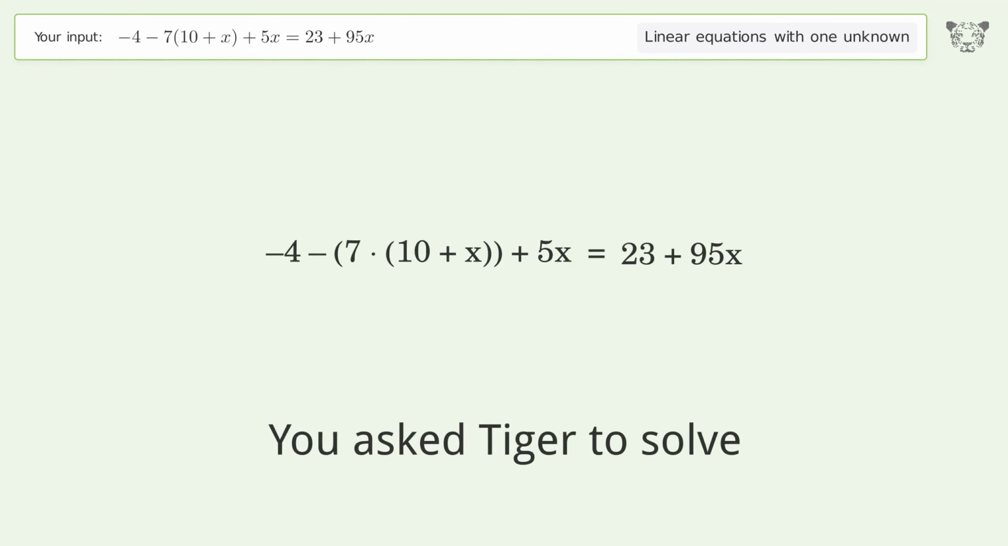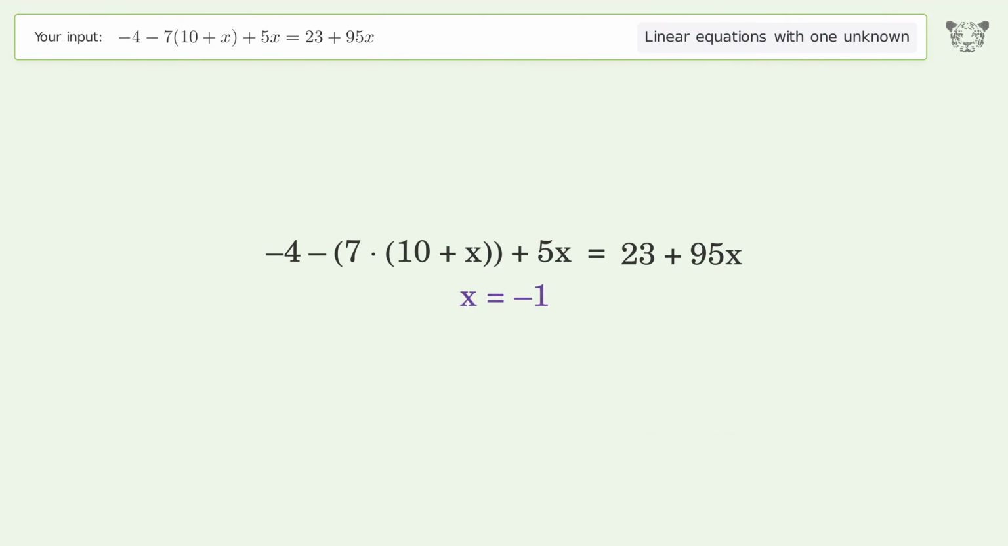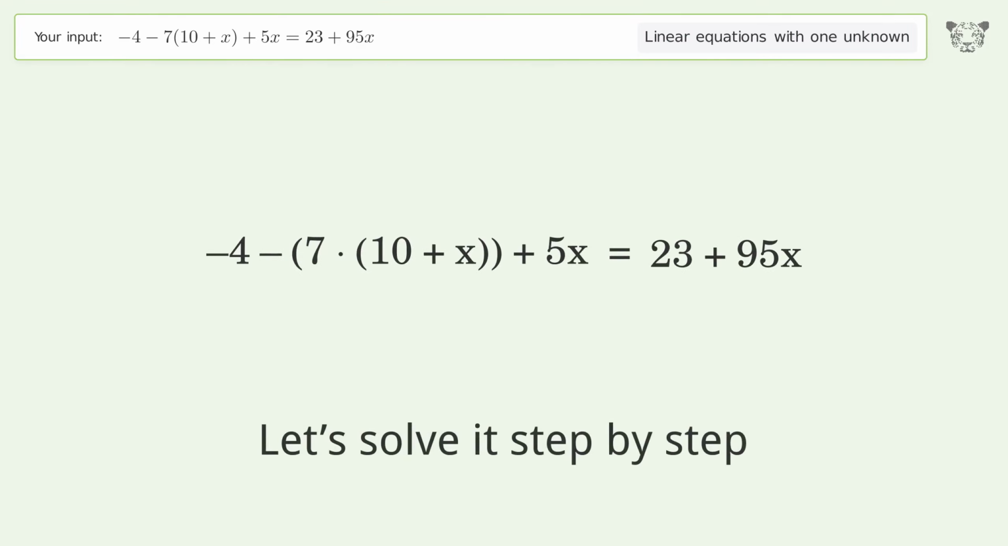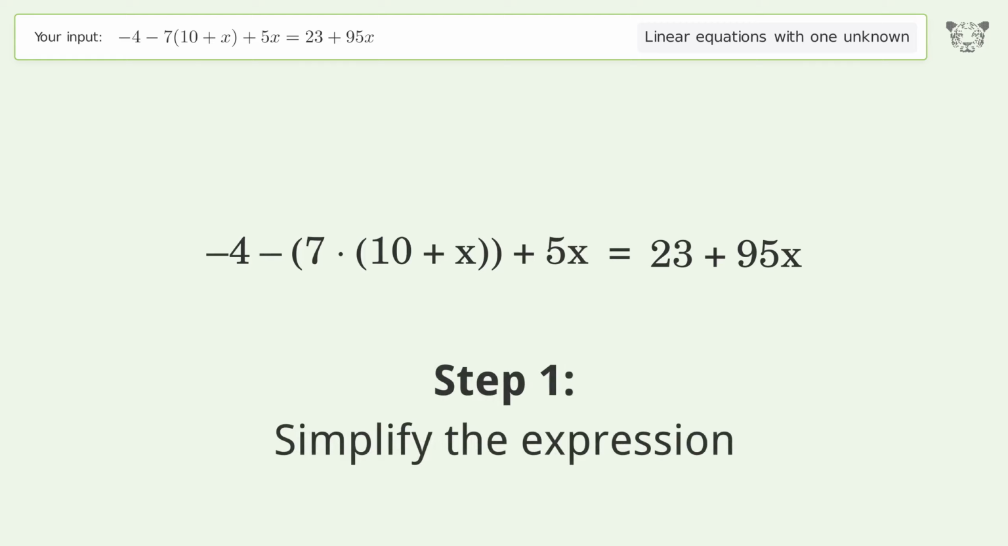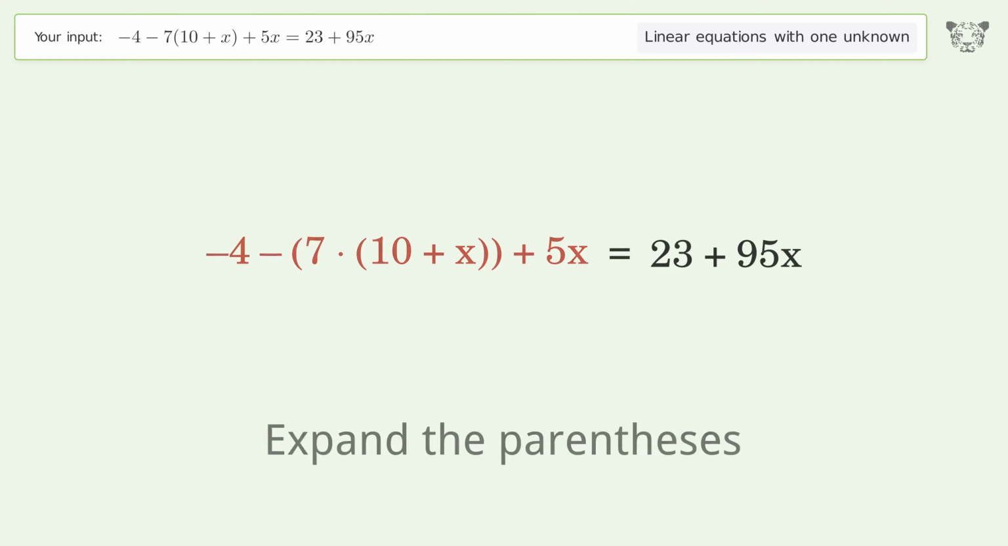You ask Tiger to solve. This deals with linear equations with one unknown. The final result is x equals -1. Let's solve it step by step. Simplify the expression. Expand the parentheses.